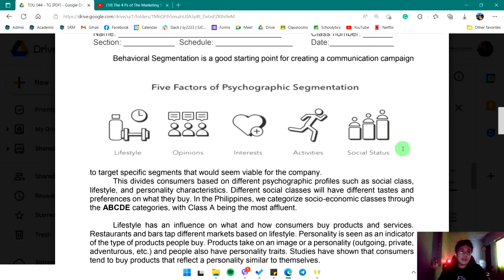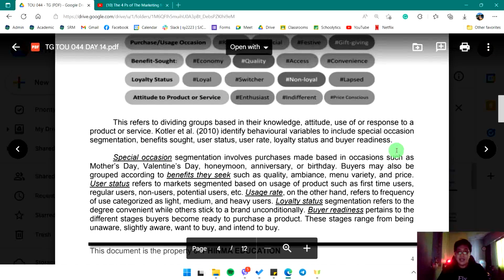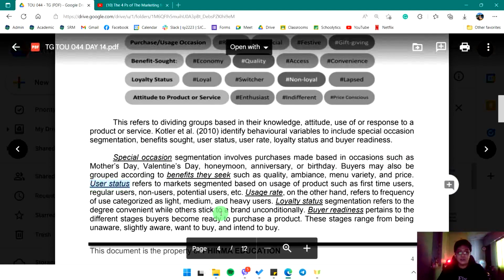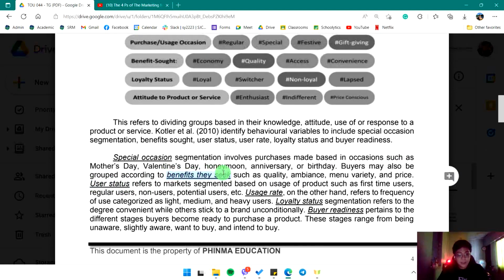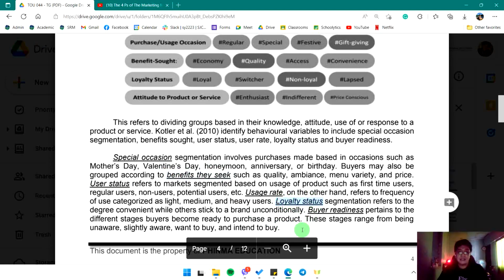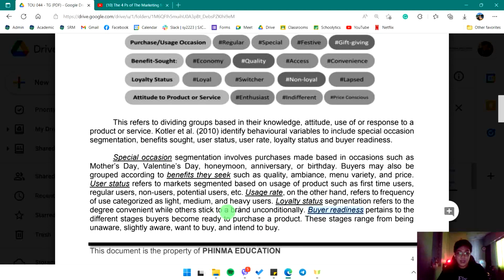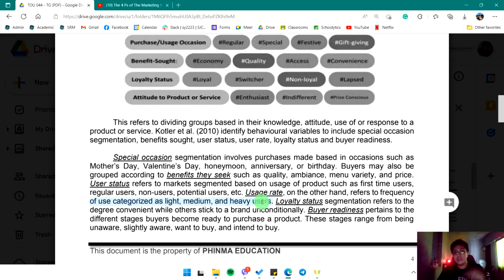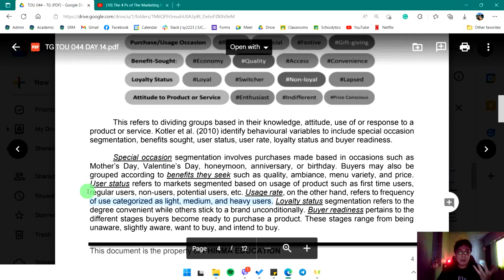Ang difference ng psychographic sa behavioral segmentation. Behavioral is yun nga, how the market moves. Kung gaano sila kadalas gumamit ng isang produkto, ano nga ba yung hinahanap nila sa isang produkto, loyal ba sila sa isang certain na brand, and kung ready ba silang bilhin ng isang produkto na ito. Usage rate also, yan refers to frequency of use categorized as light, medium, and heavy users. Kung gaano ka dalas gumamit ang isang tao ng isang produkto na ito.